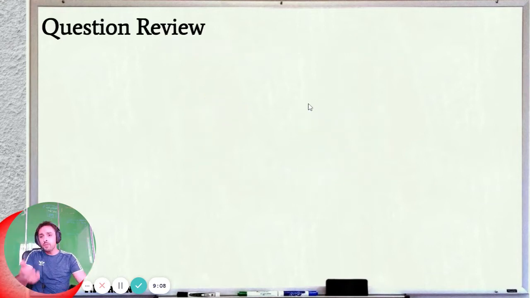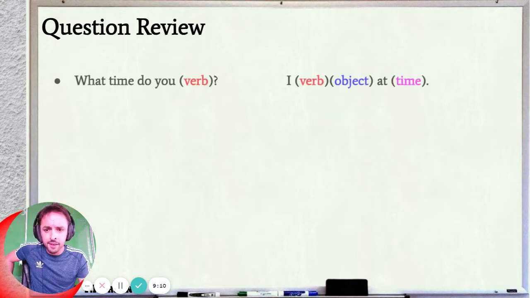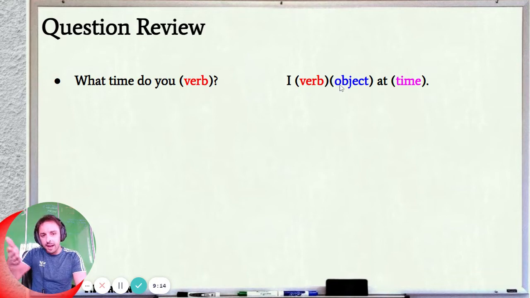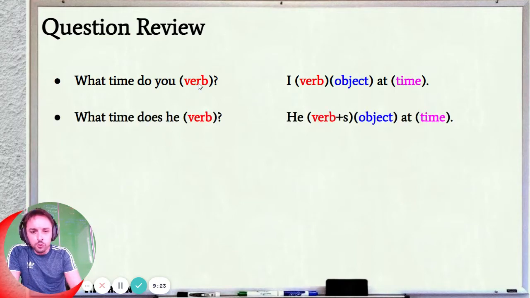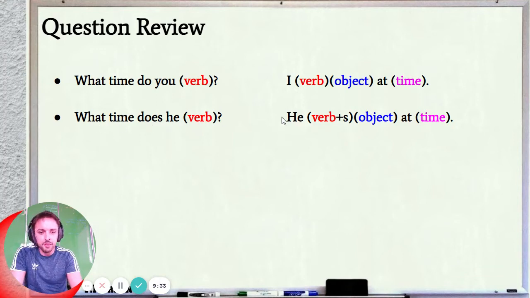Question review. What time do you verb? I verb object at time. So what time do you go to school? I go to school at time. What time does he verb? What time does he get up? He gets up at 9 o'clock.